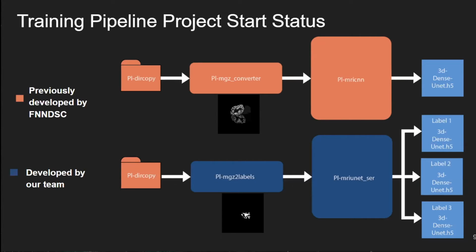MGZ converter is a CHRIS plugin that converts MGZ files to PNG images. And MRICNN is a 3D U-Net for image segmentation. MRICNN will output .h5 models that will be used for inference. The MGZ converter and MRICNN plugins are our first training pipeline. The plugins we've built for the training pipeline are MGZ2labels and MRI-unet-SCR. They will be introduced later.